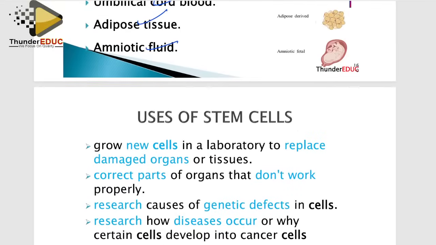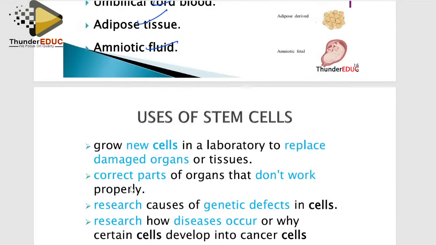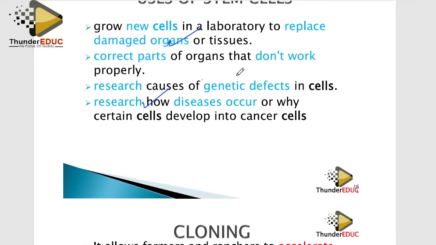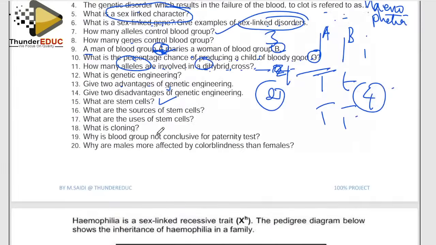And then what do we use stem cells for? Stem cells are very important for research. They are very important in replacing damaged cells. We can use the research to see how diseases occur without affecting the individual. So for stem cells, at least know two of them. Then we go to the next question.